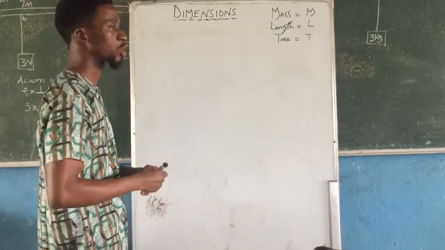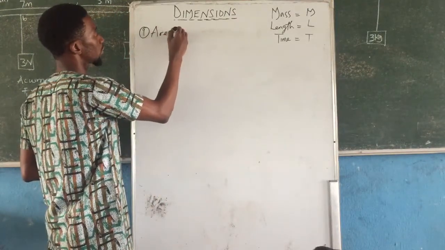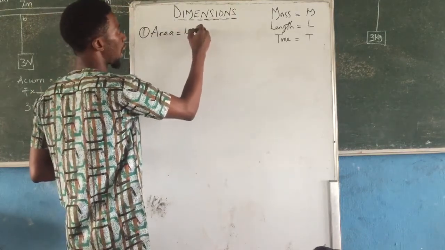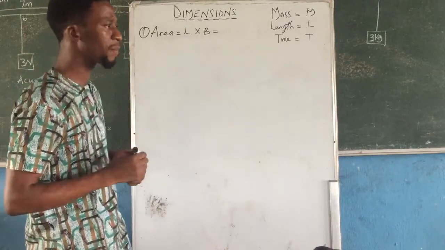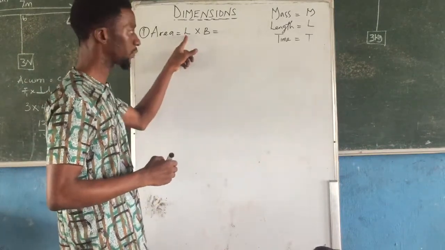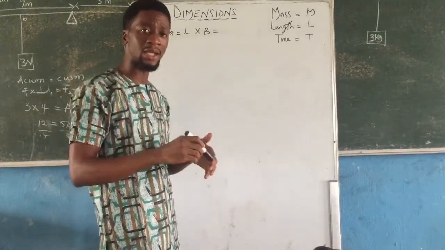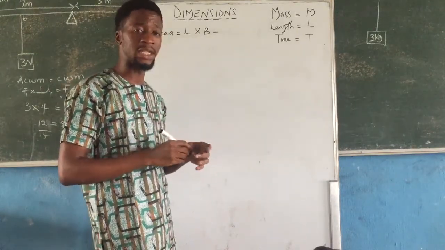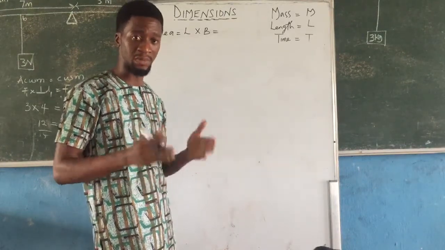Okay, so let's take the first one. Let's start with the basic. Let's start with area. The formula for area, you should know the formula: length times what? Breadth. Now remember, I said in the previous class that length, breadth, height, width, distance, and displacement are all seen as length. Their dimension is length, then their unit is meter.